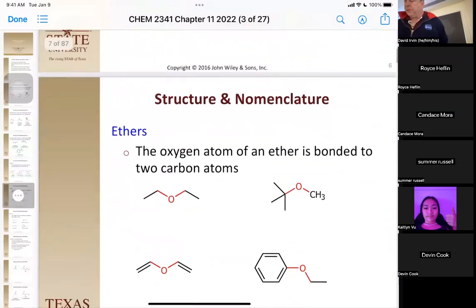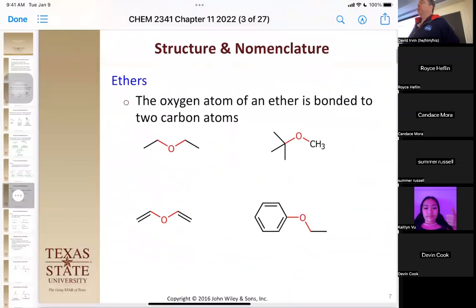Okay. So the next thing we have is ethers. Those have the ROR functionality, and they lose the hydrogen bonding that our alcohols have. So that tends to affect their properties. We can name them in a bunch of different ways. When they're symmetrical, they're really easy because the common name would be something like diethyl ether, because it's 2 ethyl groups and they're symmetrical, so it's easy to say.